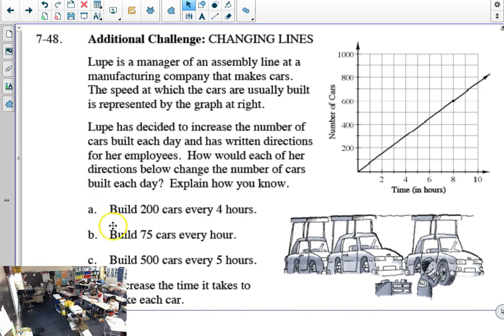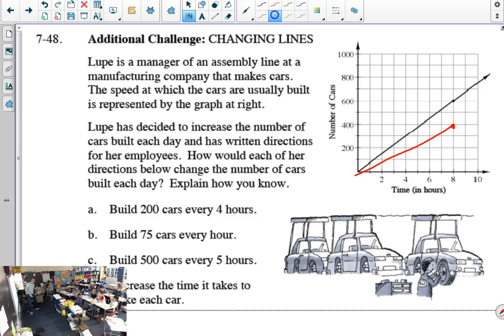Would it be better, worse? What's going to happen if we change the instructions to build 200 cars every 4 hours? Sam? Well, it wouldn't be too good because 4 hours is half the time. So even if you did only half the time, then you should build 300 cars because 600 divided by 2 is 300. So basically, you're doing less work for half the time. So 200 cars every 4 hours would translate to this point, and that line is less steep. I guess it comes in below.